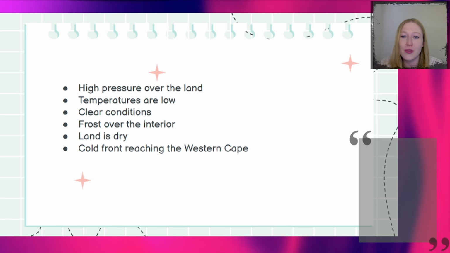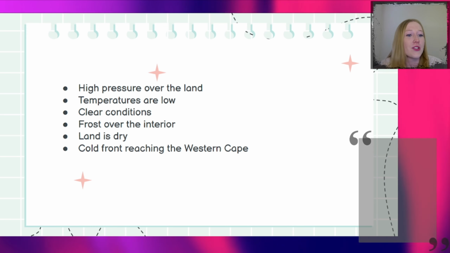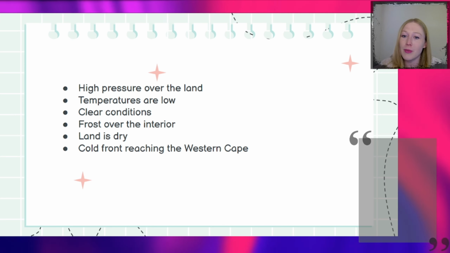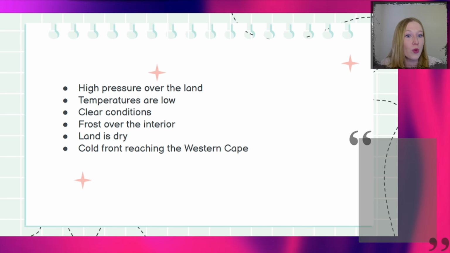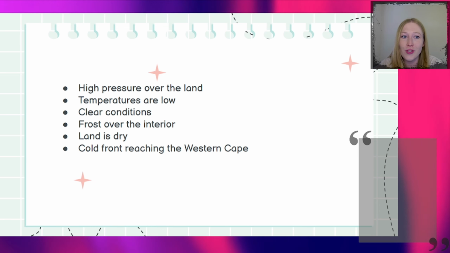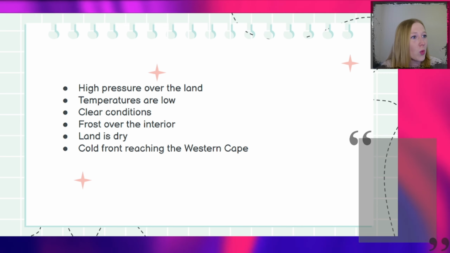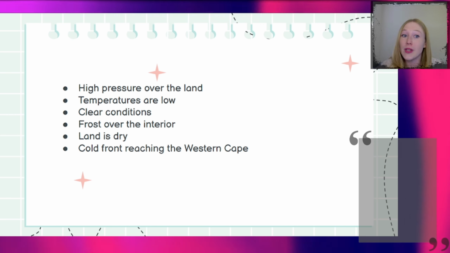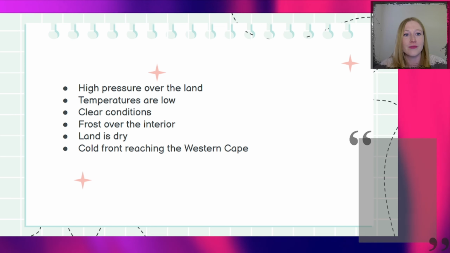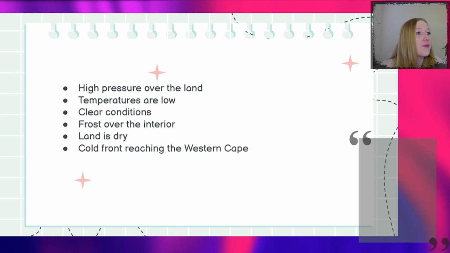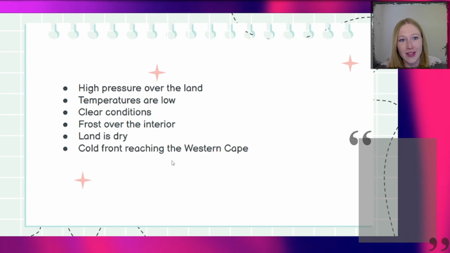Sometimes they don't give the temperatures, then you can't assume that. So we can see that it's cold. We might be able to see that there's clear conditions, that there's no clouds. We might even have some type of evidence or report of frost. Then you can also assume that it is winter. The land is dry because we get summer rain, not winter rain. Well, you know, the rest of South Africa, not the Western Cape, they do their own thing. And we would see a cold front reaching the Western Cape.